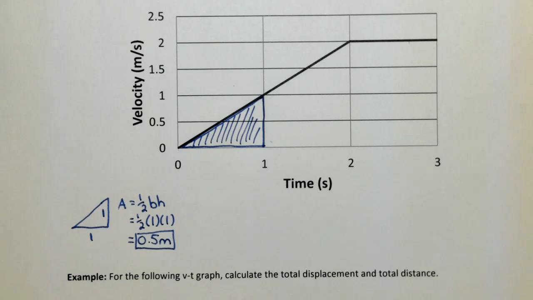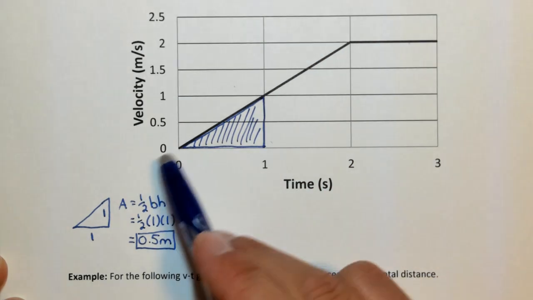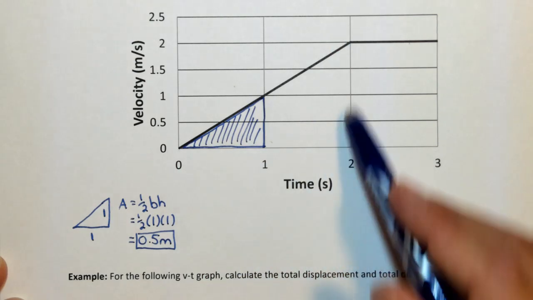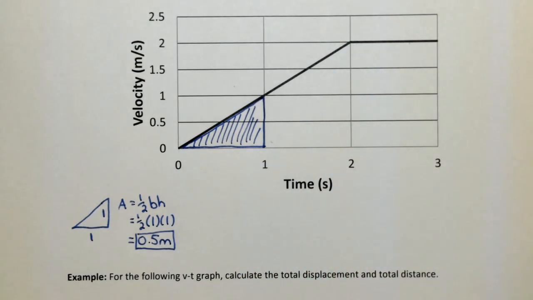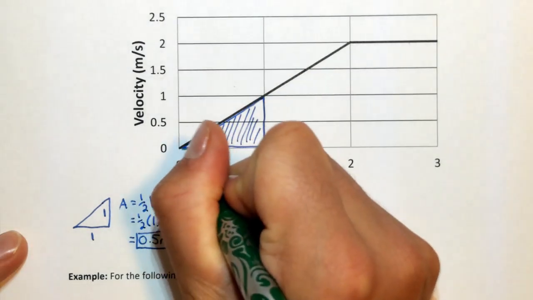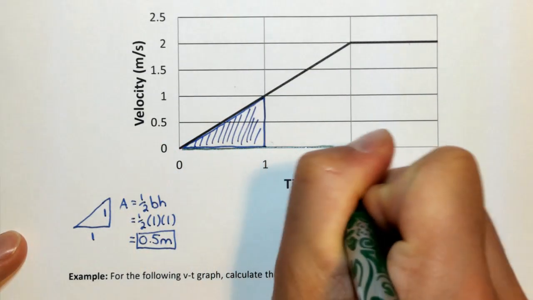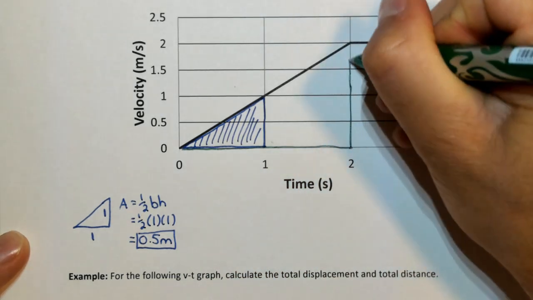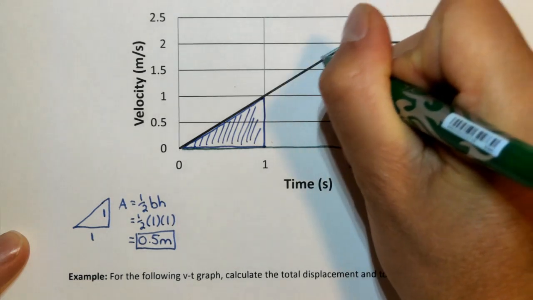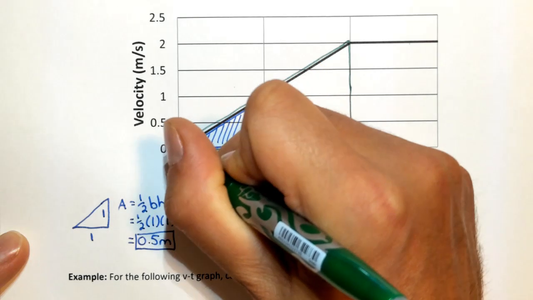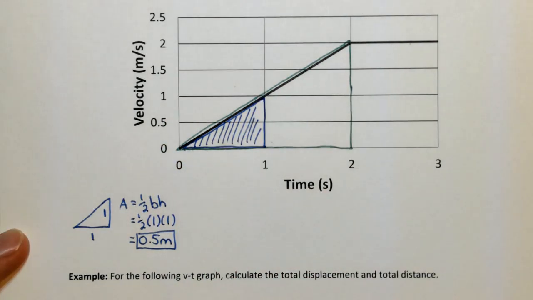Now, if I want to know the displacement after 2 seconds, so from the time the object started to 2 seconds later, now I'm looking at this big area here. So I've got a much larger shape. And I want to know the area of that triangle.